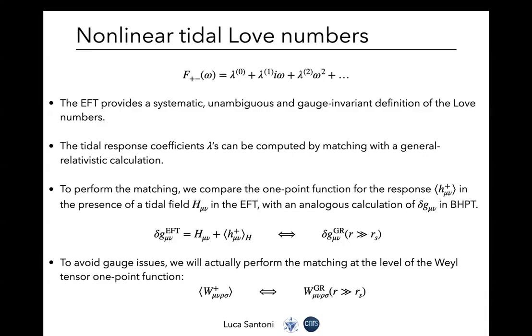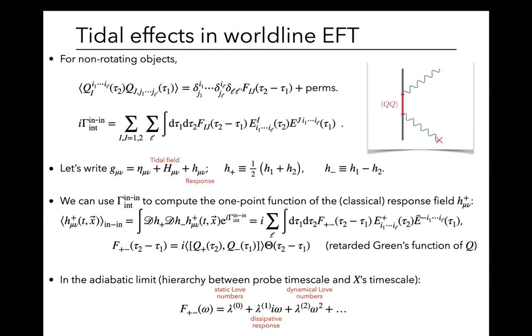So I will be computing, in fact, not the one-point function of h, but the one-point function of Weyl, because it's gauge invariant around flat space, okay? So I will just compute the Weyl tensor in the EFT, the Weyl tensor in GR, and I will just equate the two. No, here there is no orbital frequency. I'm just saying that it is an isolated object with an external tidal field which has a mild time dependence.